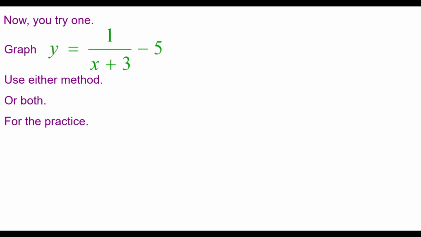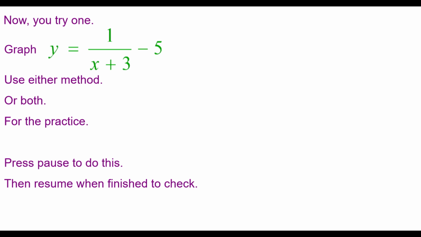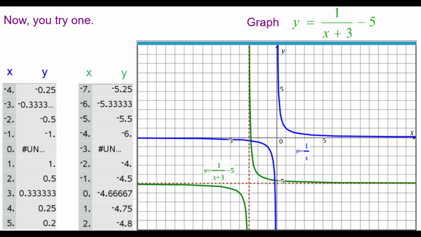Now you try one. Graph y equals 1 over the quantity of x plus 3 minus 5. Use either method or both for the practice. Press pause to do this and then resume when you're finished to check your answer. And here's your answer in green. I've also included the table of both the parent and this green function.